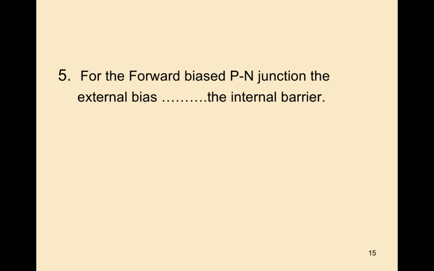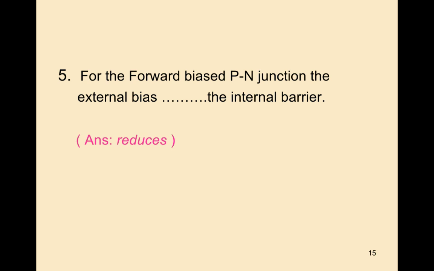Next question, for the forward biased PN junction, the external bias reduces the internal barrier. That means when we connect the diode in forward biased mode, by applying the external battery, the internal voltage of the diode will be reduced. Internal voltage here we call the potential barrier. So by applying this external supply, we can reduce the internal barrier.